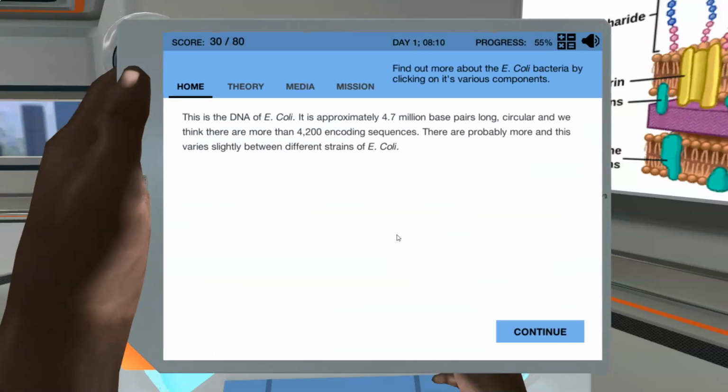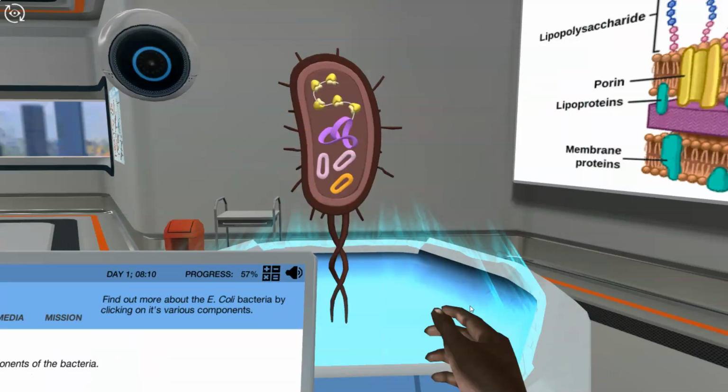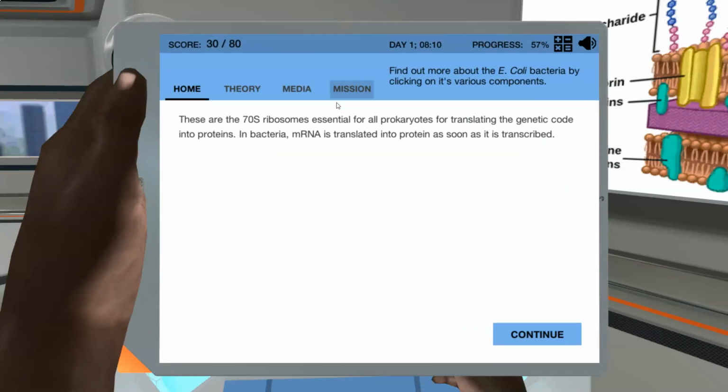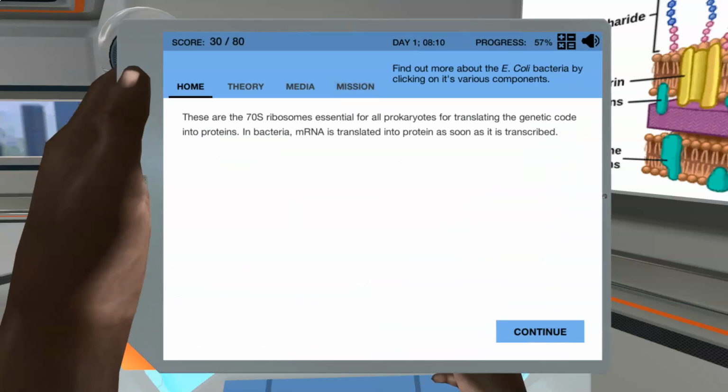This is the DNA of E. coli. It is approximately 4.7 million base pairs long, circular, and we think there are more than 4,200 encoding sequences. There are probably more, and this varies slightly between different strains of E. coli. These are the 70S ribosomes essential for all prokaryotes for translating the genetic code into proteins. In bacteria, mRNA is translated into protein as soon as it is transcribed.